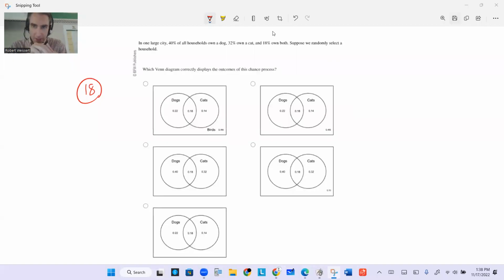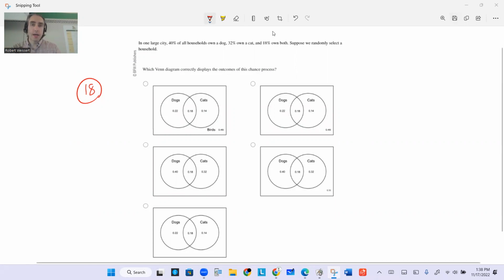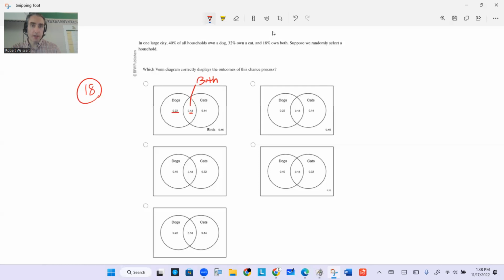All right, here's question 18. In one large city, 40% of all households own a dog, 32% own a cat, 18% own both. Suppose we randomly select a household. Which Venn diagram correctly displays the outcomes of this chance process? Well, let's look at the Venn diagrams that are drawn. If I look at my dogs, I got 22% and 18%. Now 18% is the both. That seems to match up, right? These two add to 0.4, so that's good.